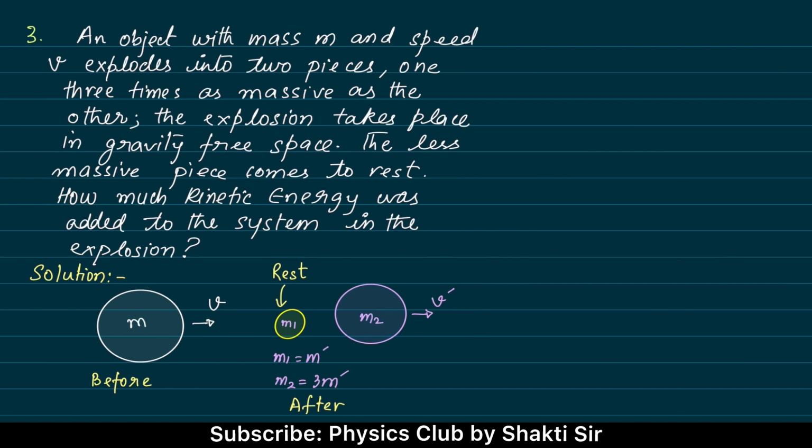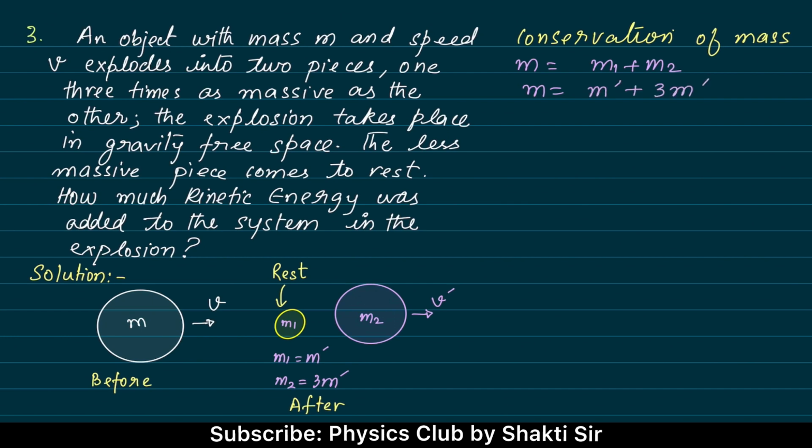We need to calculate. Let's start with the conservation of mass. Initially the mass is m, and finally it is m1 plus m2. So m is equal to m dash plus 3 m dash, so m is equal to 4 times m dash. So m dash is equal to m by 4. From the conservation of mass, we get the value of m dash, right?